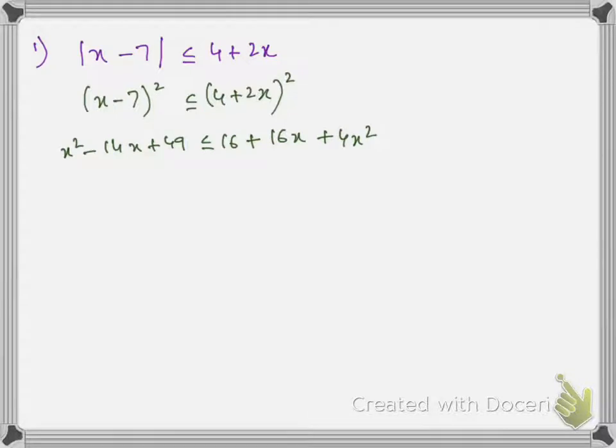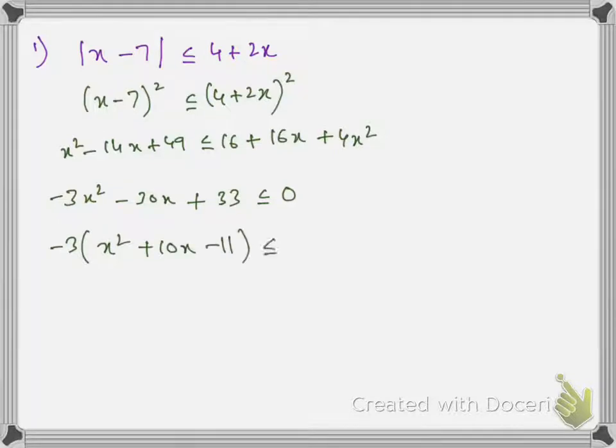We have to expand it and we have to simplify it. Now bring everything on left side. Now I have to take minus 3 common. When we take minus 3 common, we have x square plus 10x minus 11. Now it's very important, while shifting negative sign on the other side, we have to change the sign of inequality. This is very important. Must change the sign of inequality while shifting negative on the other side. Now by breaking the middle term, we have x plus 11 and x minus 1.